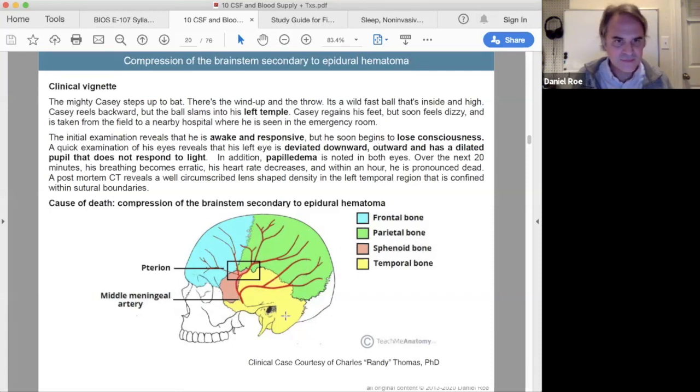It's a fair question. But this cause of death was compression of the brainstem, secondary to epidural hematoma. So, yeah. And of course, clinical case courtesy of Randy, who I miss. Yeah, Terrien is the same as the temple. When people say, oh, I hit you in the temple or whatever, it's the temple area.